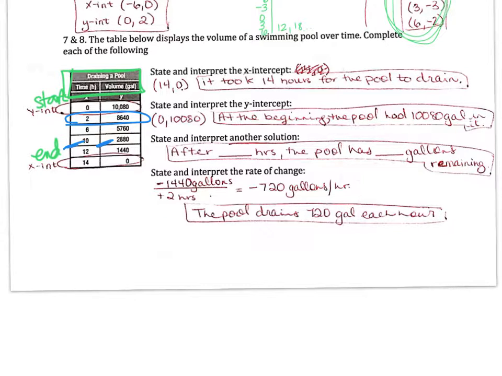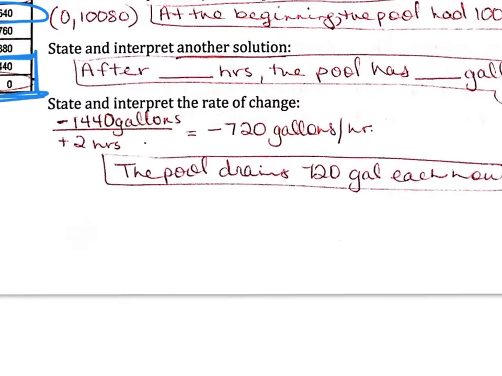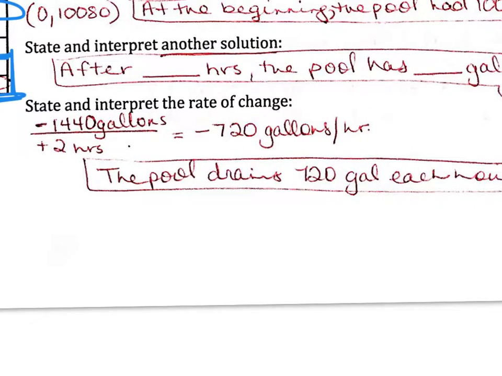All right, and then the last thing is interpret the rate of change. You only need to pick 2 values to do this with. So when I completed this, I used the bottom 2 values in the table, the bottom 2 points, because I didn't have to worry about subtracting anything. 1440 minus 0 is just 1440. So that is decreasing. I'll zoom in so we can see that a little bit better. We're decreasing by 1,440 gallons, while we increase by 2 hours.